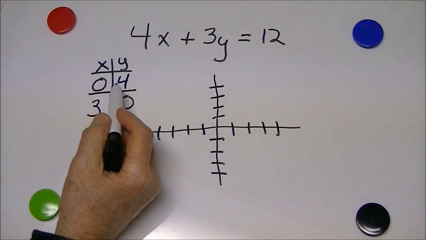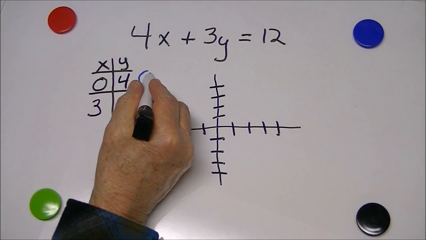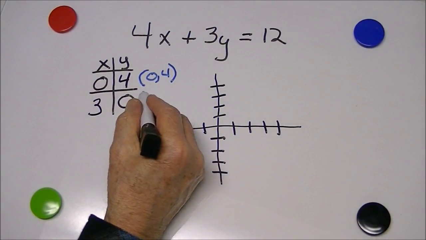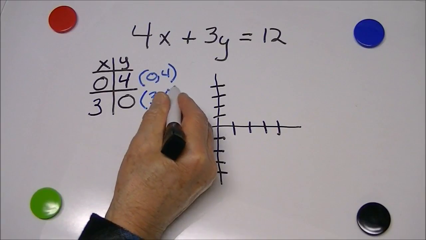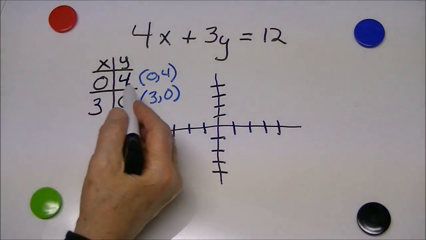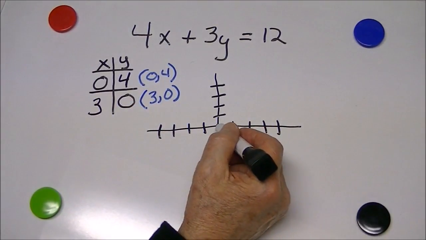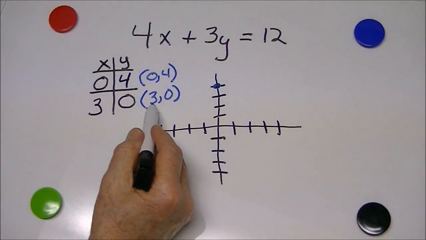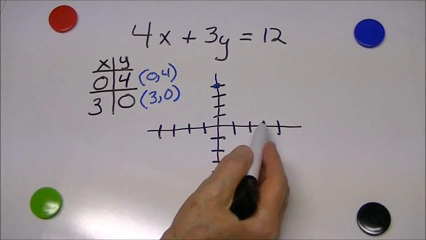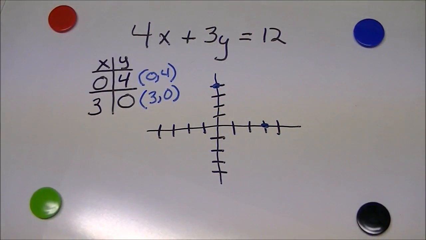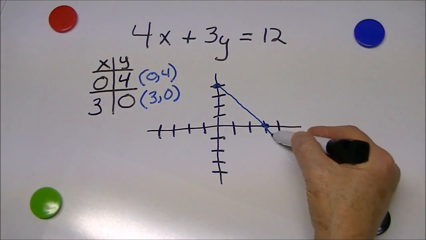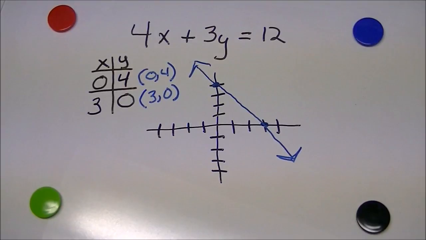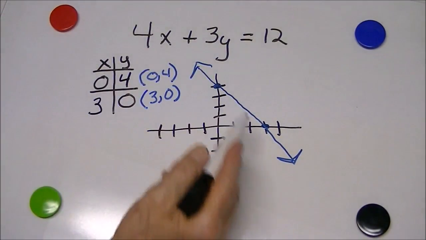Well, we're going to plot this, which we said was our Y-intercept, and then we're going to plot this one that we said was our X-intercept. So plotting our Y-intercept 0, 4, we put a dot right there, and 3, 0, that will be 1, 2, 3, 0, and then we sketch a line through it like so. And remember, there are an infinite number of points on this line.